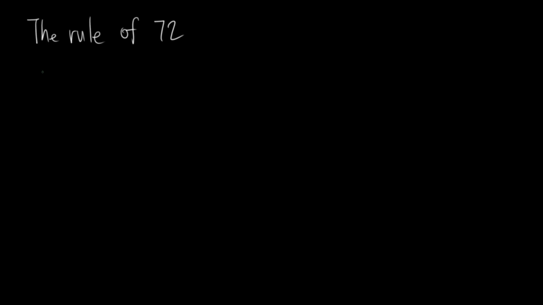More specifically, I'm going to explain the math principle behind why this trick works. So what is the rule of 72? Well, it is a math shortcut you can use in finance, which gives you the number of years it requires for your investment to double in value, given the annual rate of return.